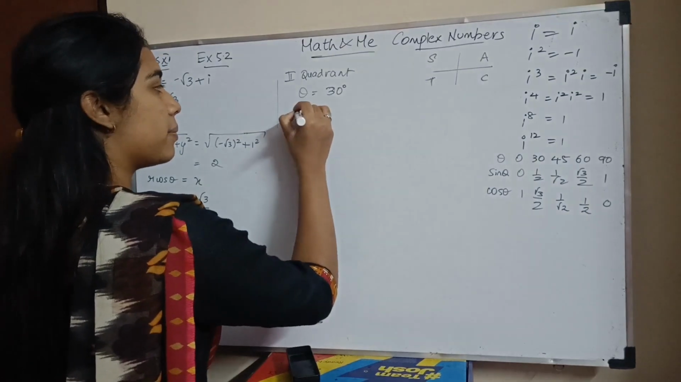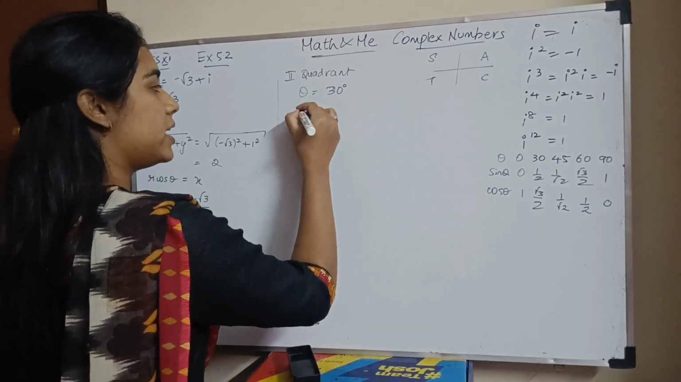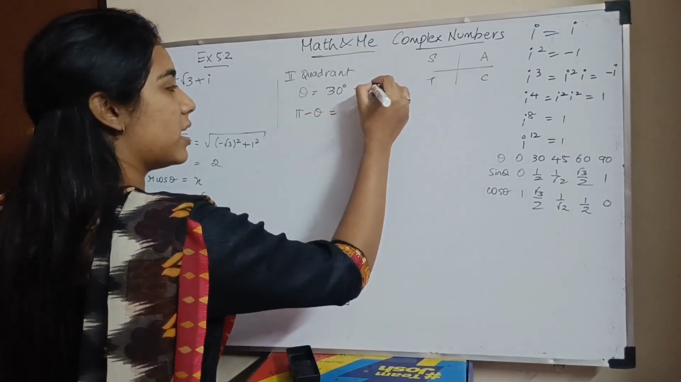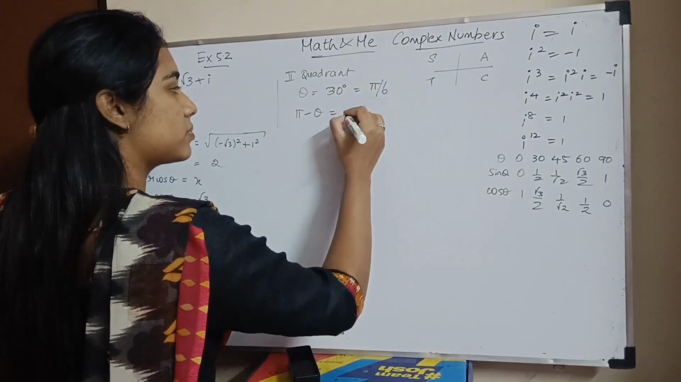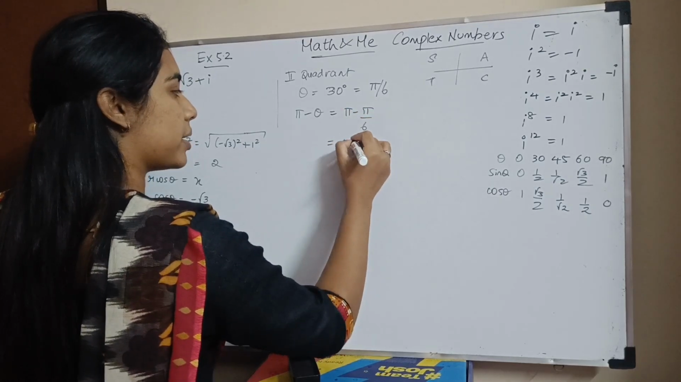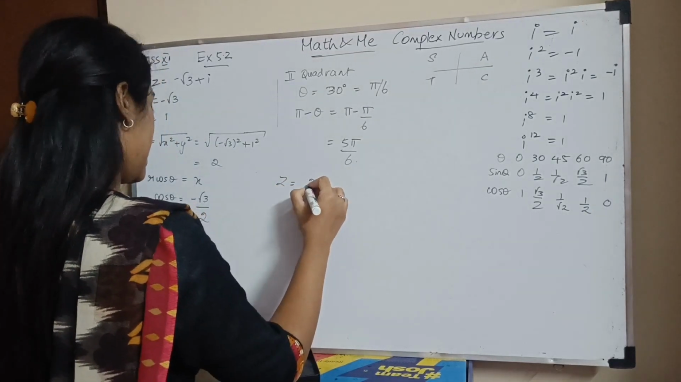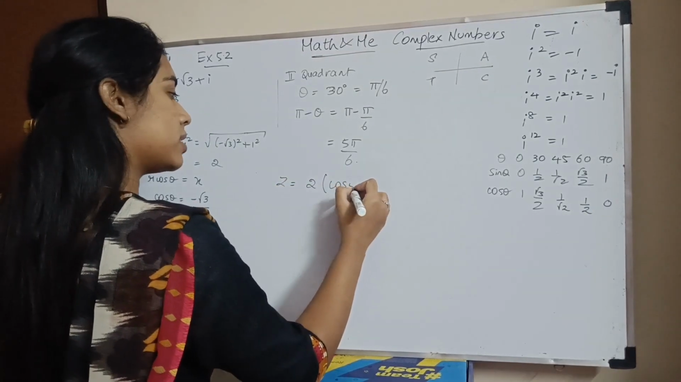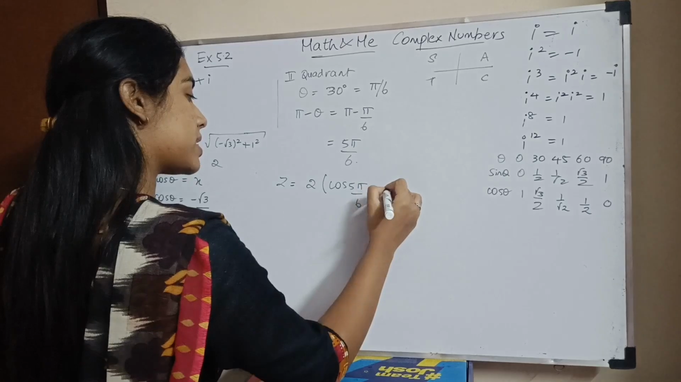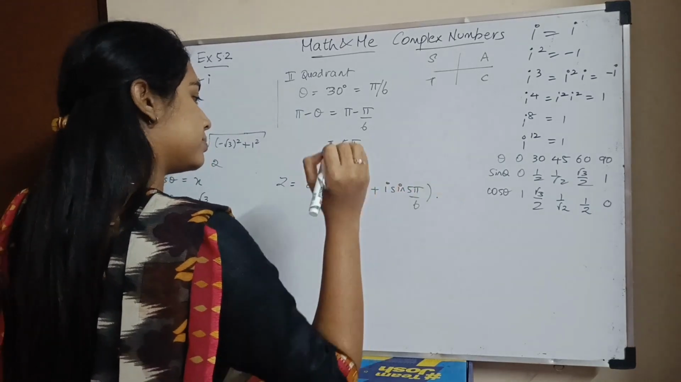So I am doing pi minus theta. இது எப்படி எழுதலாம்? Pi by 6 ன்னு எழுதலாமா? So I have pi minus pi by 6, which is 5 pi by 6. Okay. So my polar form would be r times cos 5 pi by 6 plus i times sin 5 pi by 6. Okay.